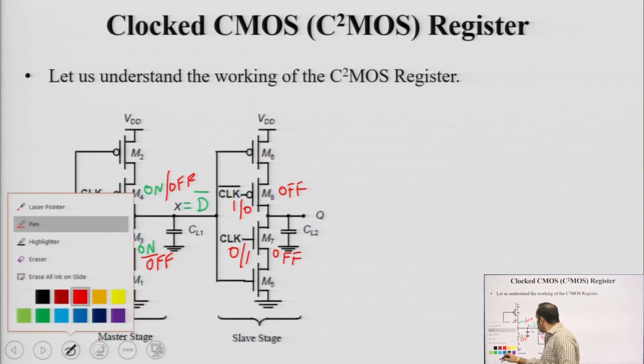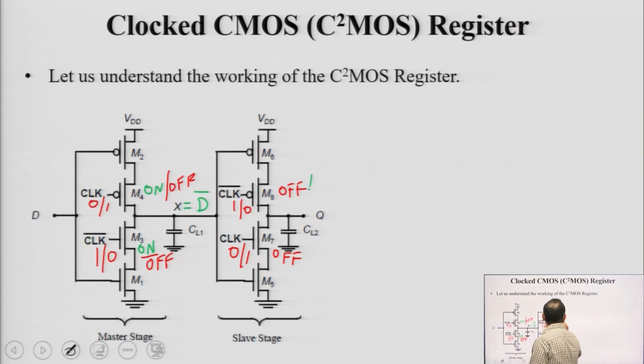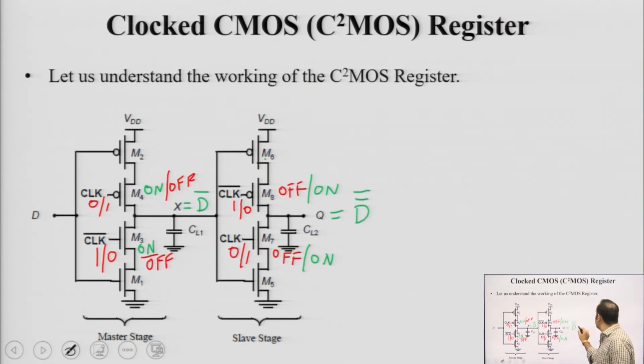But your M8 turns on and M7 turns on. If D bar was equal to 1, it will turn on M5, okay. Q will discharge and you will get 0. If D bar was equal to 0, M8 will turn on and Q will charge itself to VDD. Either way you are going to get complementary of D bar, which is equal to D.